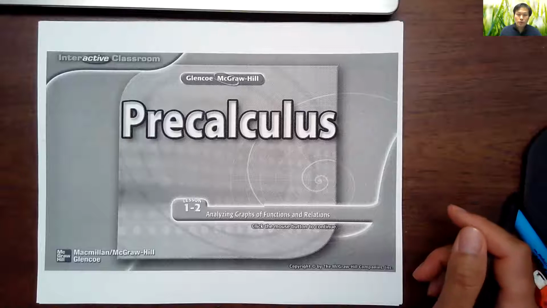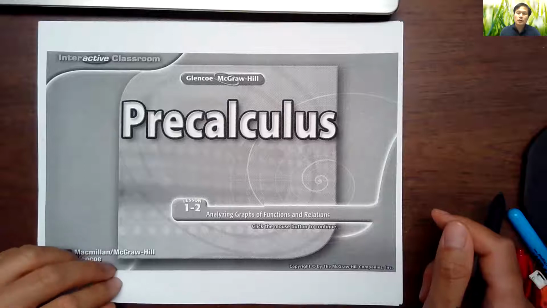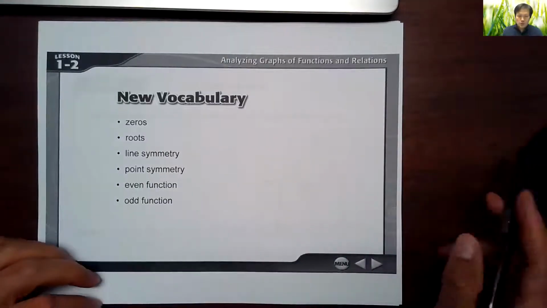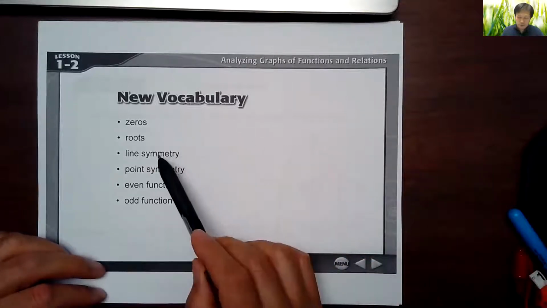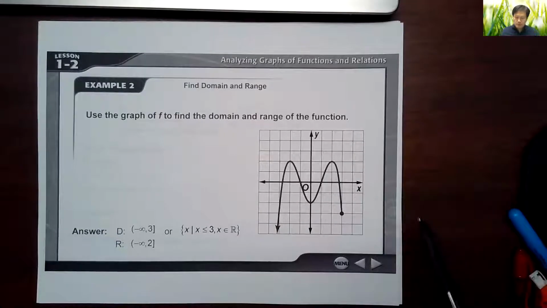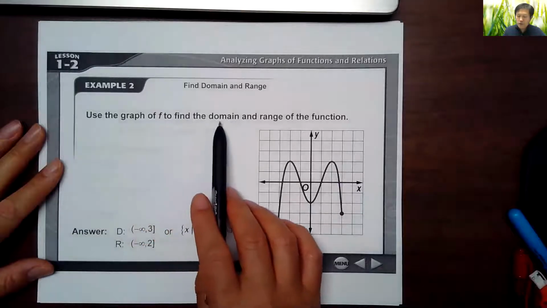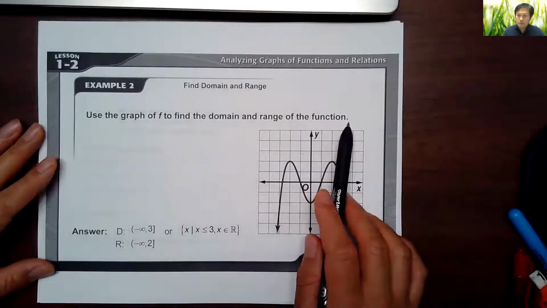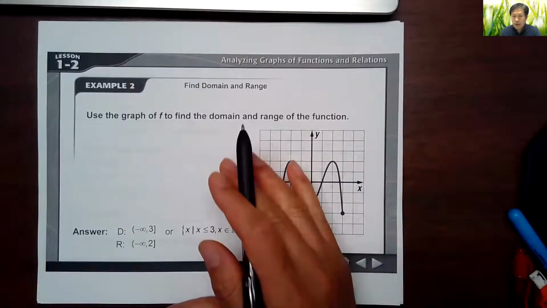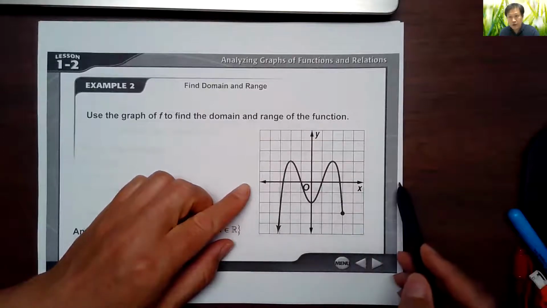PreCalculus 1.2: Analyzing graphs of functions and relations. We are going to check zeros, roots, symmetry, even and odd functions. Example 2. Use the graph of f to find the domain and range of the function. Okay, finding domain given a graph. Domain is how far to the left to how far to the right.